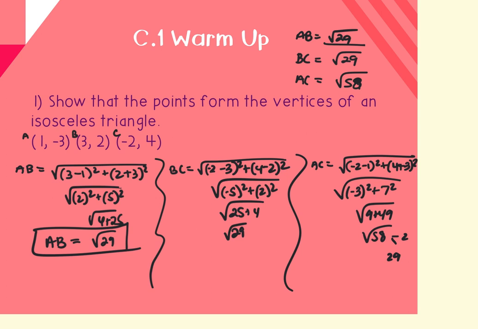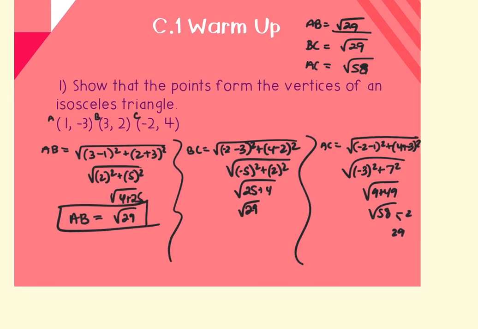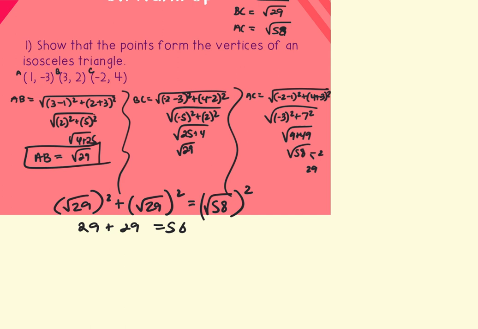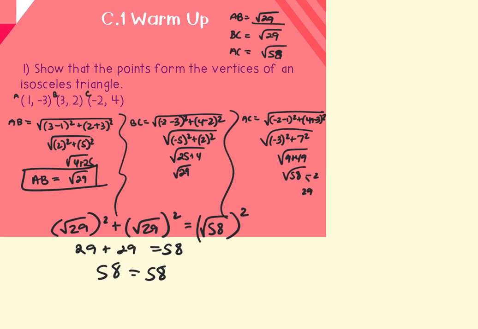So if it's isosceles, I would also test to see if it's right. And in that case, I would do the square root of 29 squared plus the square root of 29 squared equals the square root of 58 squared. And this is 29 plus 29. And in this case, this is not only right, it is also isosceles.